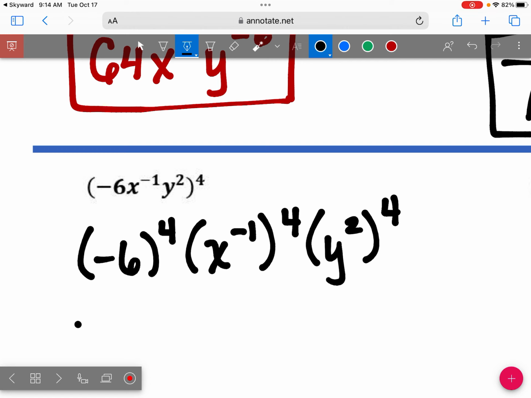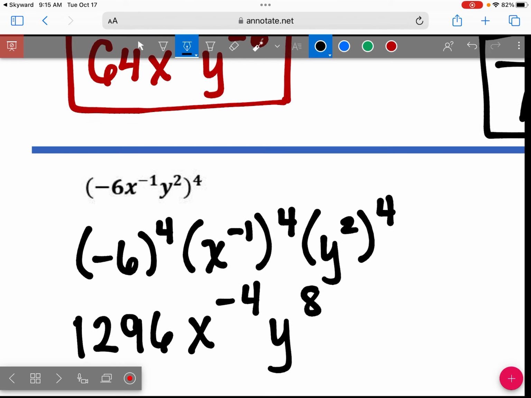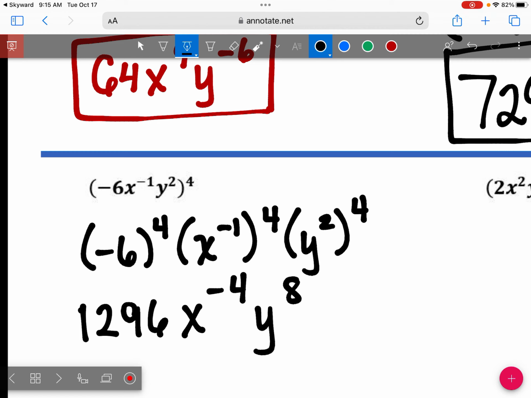That's a big number. 1296, x to the negative 4, y to the positive 8. Who had that for their answer? All right, good. Go ahead and do that last one by yourself.